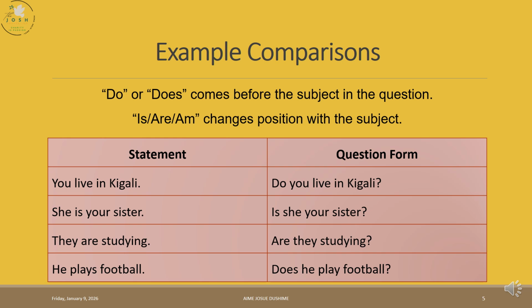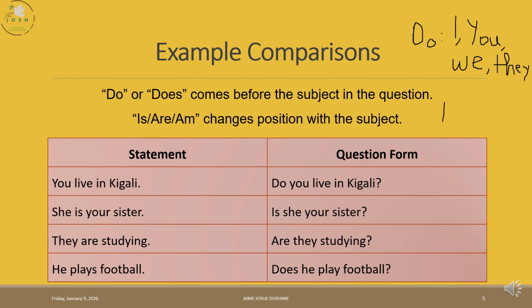And remember, we use the auxiliary do with subjects like I, you, we, and they. That's when we use the auxiliary do.